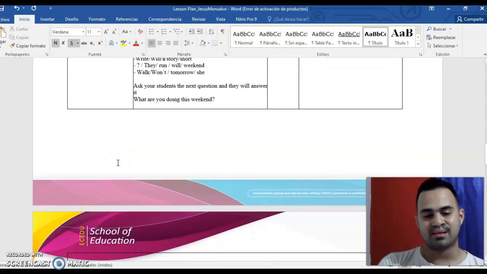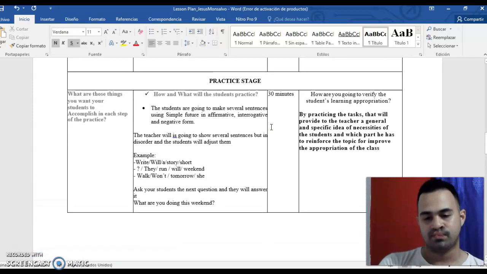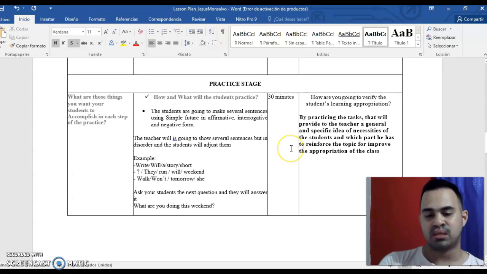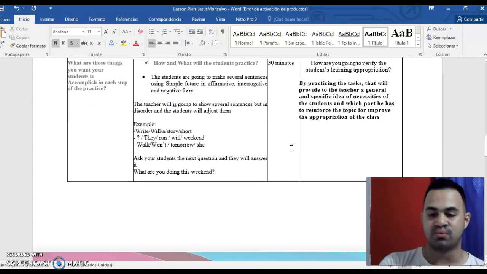Another practice activity is to ask your students the next question and they will answer it: What are you going to do this weekend? The assessment is by practicing the tasks, which will give the teacher a general, specific idea of the needs of the students and which part he has to reinforce to improve the appropriation of the class.